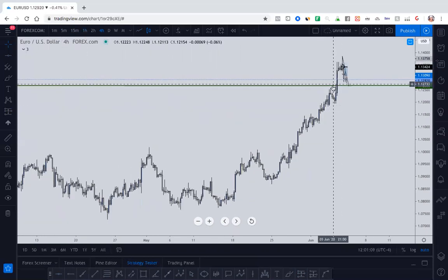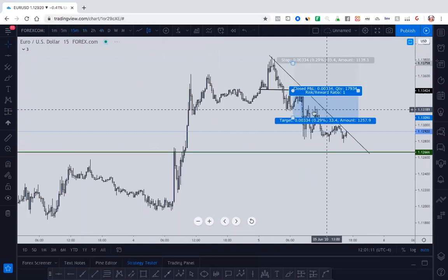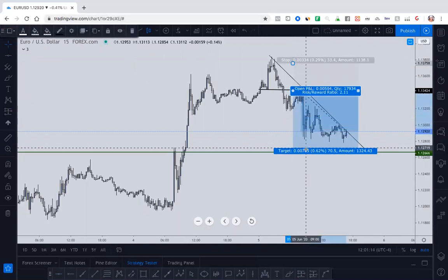And this is going to be our ideal take profit. So where we want to pull out of the trade.